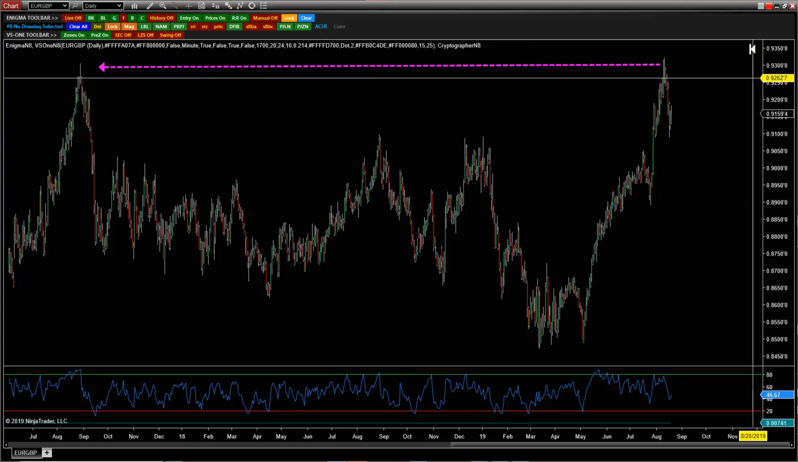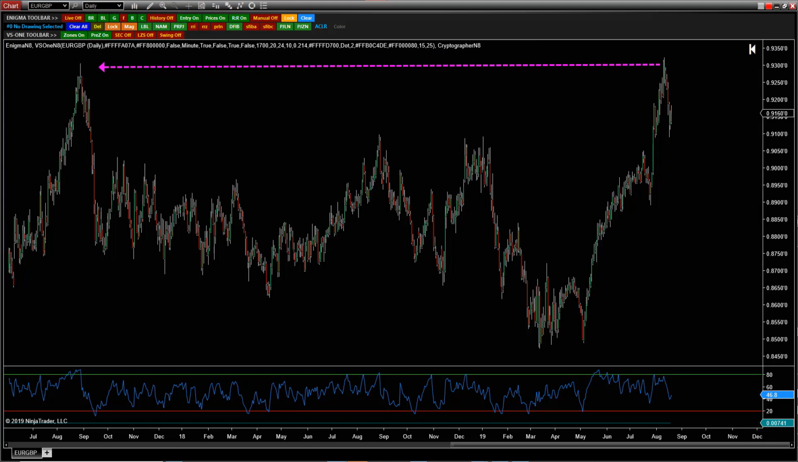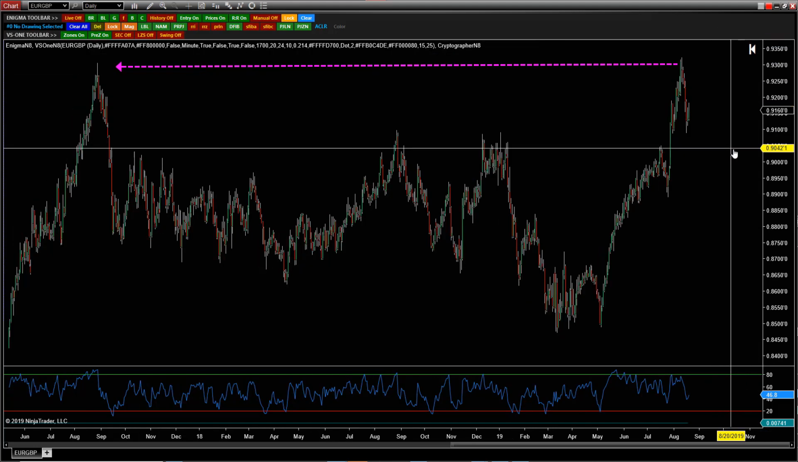So if I'm a trend trader, I'm staying out of it. No interest, on to the next pair. If I'm a counter trend trader who's looking for reversals, now maybe this is something that's more interesting. Right?